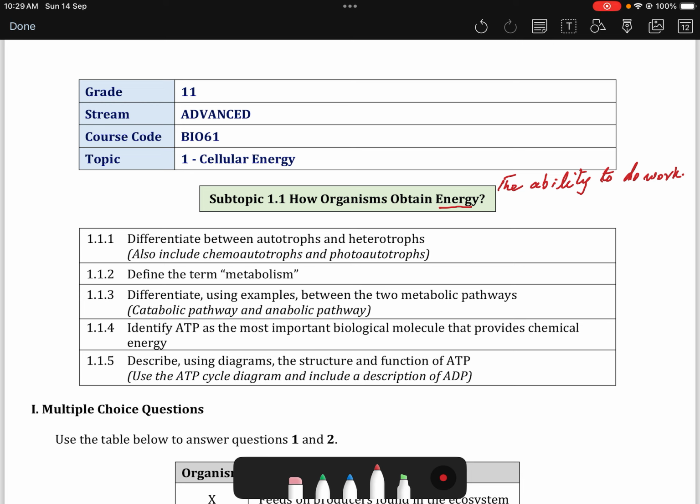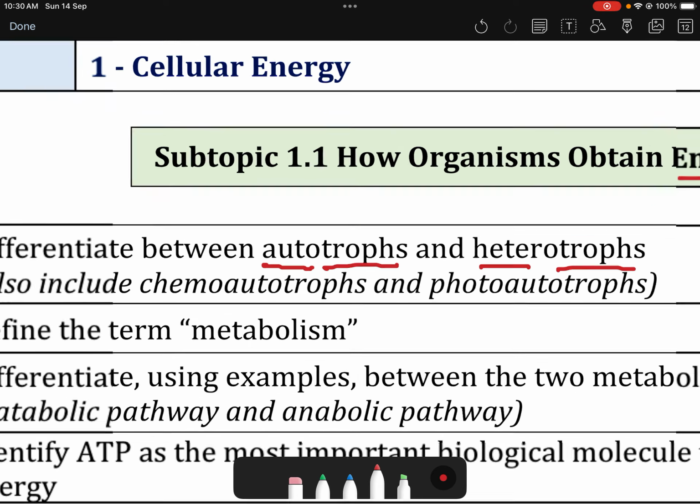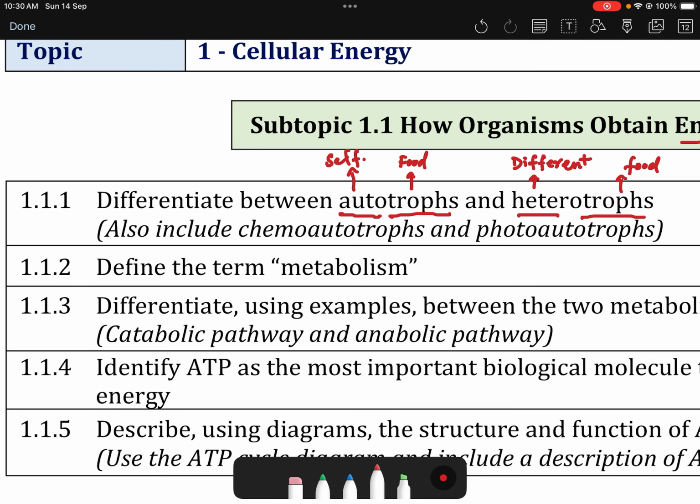So 1.1 will talk about differentiating between autotrophs and heterotrophs. Here we must learn that auto means by themselves and troph is the food. So basically we eat food to get energy, and hetero means different, so they get the food from different organisms. First of all, the most important thing is you need to learn the word meanings, and it will give you a quick idea how to define them.